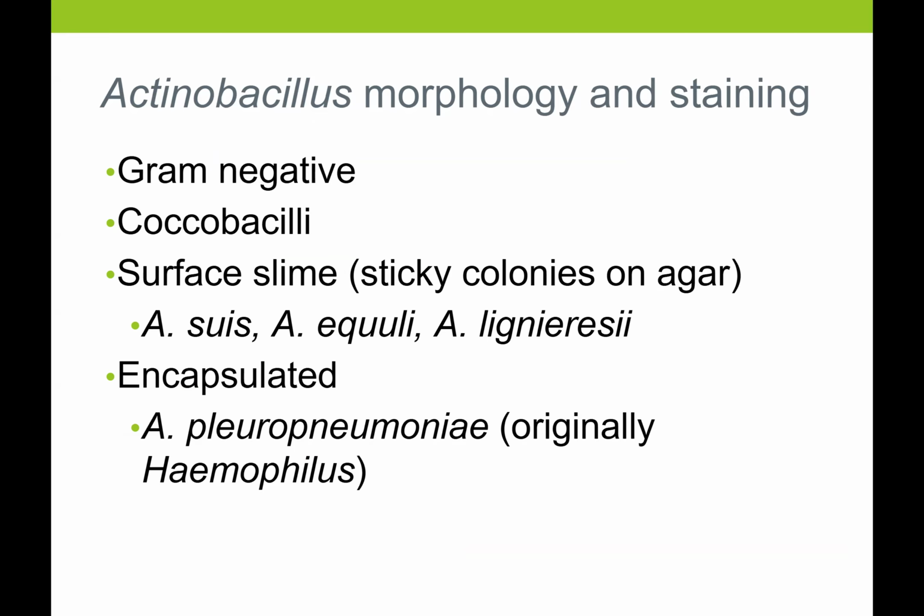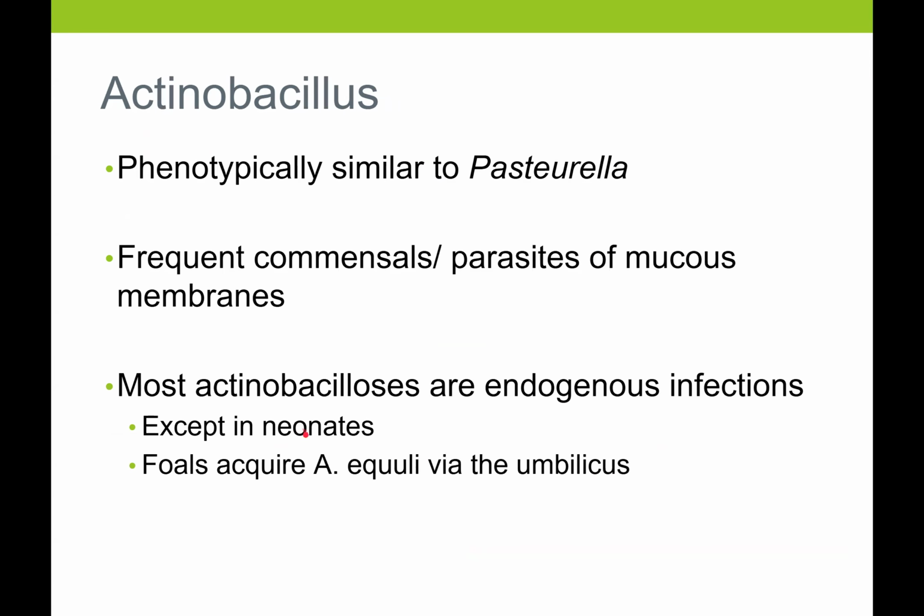Some of the characteristics would be production of surface slime, so they have sticky colonies on agar. This is seen in suis, equuli, and lignieresii. Then there is a species called pleuropneumoniae, which was originally Haemophilus, which is encapsulated. This is a bacteria that's very phenotypically similar to Pasteurella. It is a frequent commensal or parasite of the mucous membranes. Most actinobacilloses are endogenous infections.